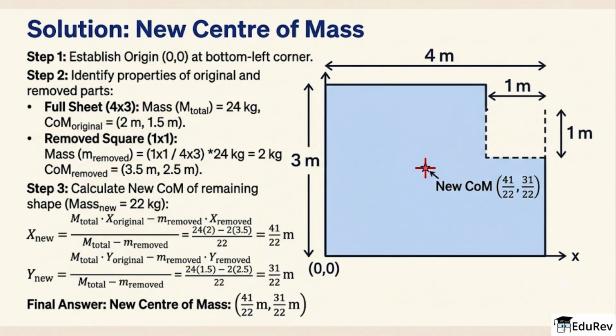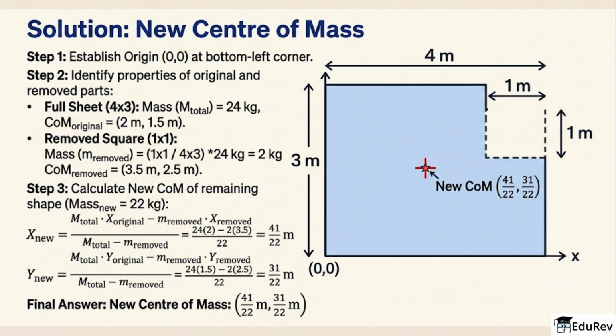Now, let's look at the removed 1 by 1 meter square in the top right corner. Its area is 1/12 of the total sheet, which means its mass is 2 kilograms. The center of this removed square is located at an x-coordinate of 3.5 and a y-coordinate of 2.5.